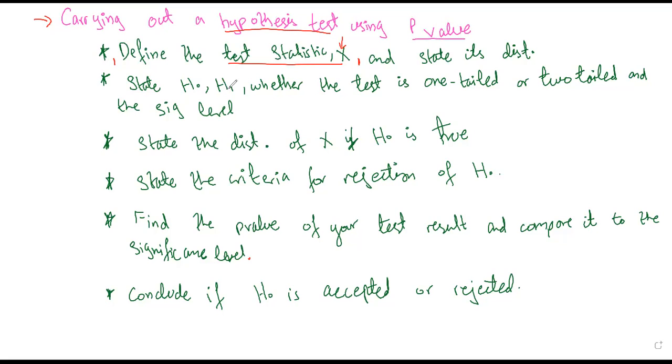Here the test statistic, which is denoted as X, is basically the number of times you are getting 1 in 10 rolls. It is the number of times the die shows 1 in 10 rolls. So you are clear with the test statistic? We have discussed the example, right?